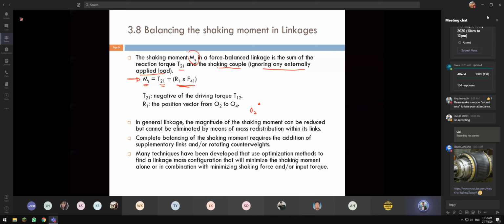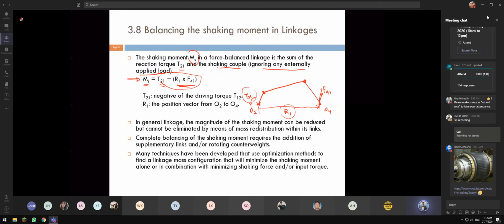So what happened here is this is O2, this is O4. So we have a linkage. We take the moment at O2. So we have T21, and then we have the force. For example, this force now is at this place, F41, and then the radius R1. All right, so we take the force, multiply with this, plus the T21. It will give us the moment of this system.